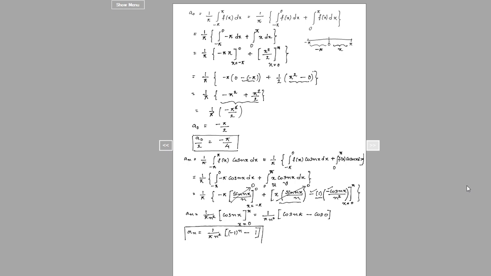Now finally what we require to find out? We require to find out the constant term bn. We shall find out that constant term bn.